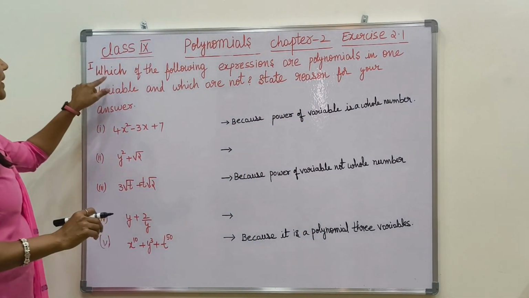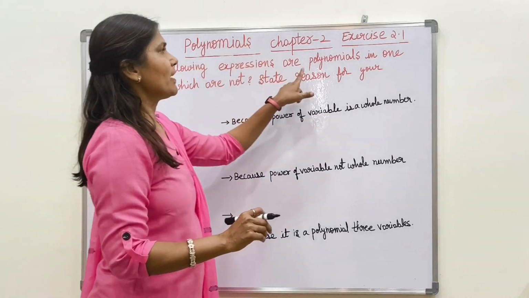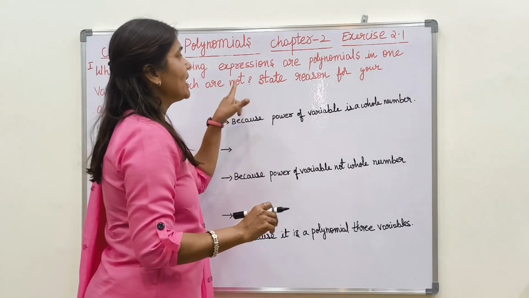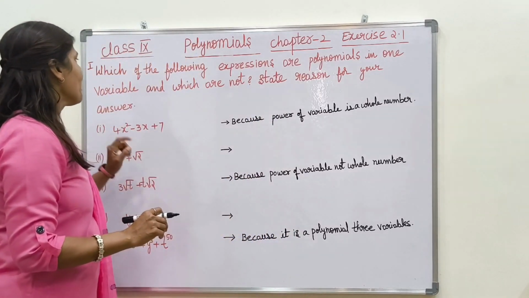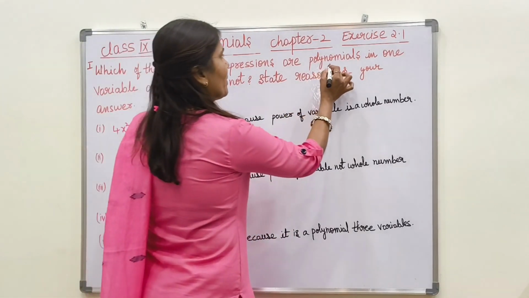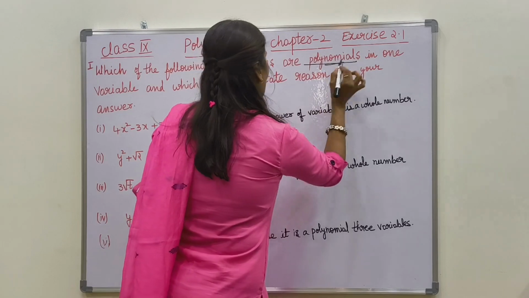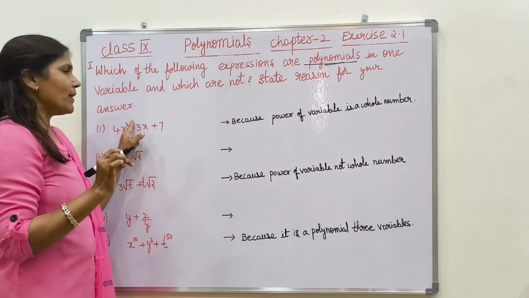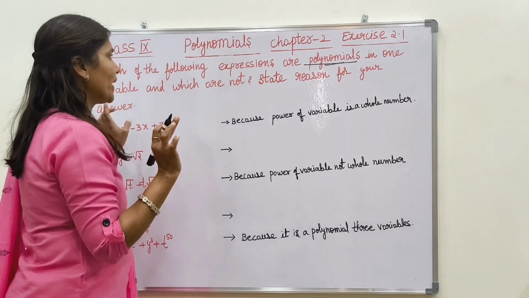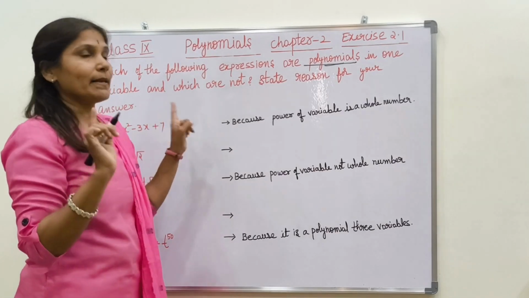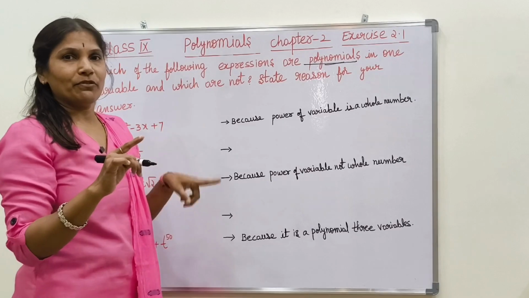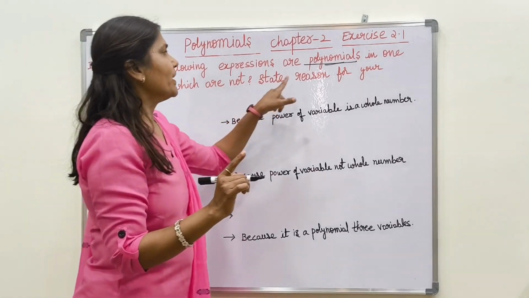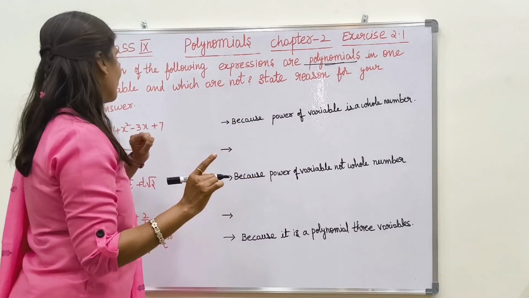See beta, what is the first bit? Which of the following expressions are polynomials in one variable and which are not? Give reasons for your answer. You have to find which one is a polynomial and which one is not. Polynomial means the power should be a whole number. If the power is a whole number, it is a polynomial, and if the power is in negative form or fraction form, it is not a polynomial. You also have to give the reason.